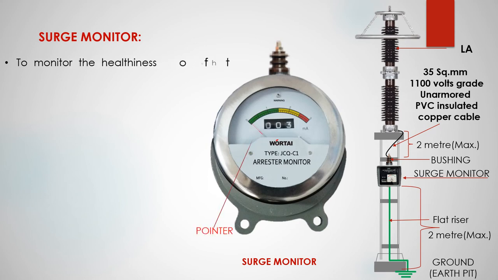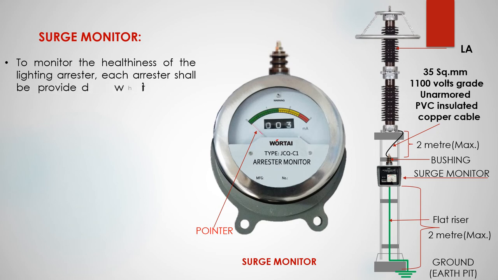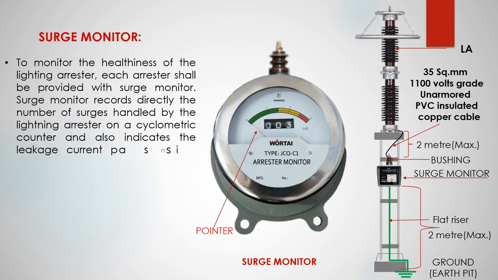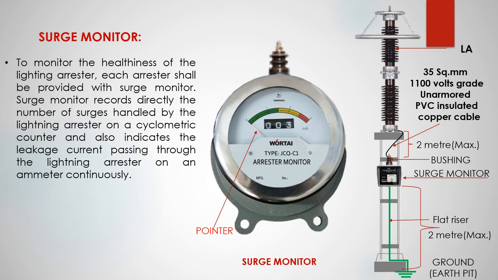To monitor the healthiness of the lightning arrester, each arrester shall be provided with a surge monitor. The monitor records directly the number of surges handled by the lightning arrester on a cyclometric counter and also indicates the leakage current passing through the LA on an ammeter by a pointer. The pointer position within the green zone indicates healthiness of the LA. When the indicator reaches either the yellow or red zone, the LA needs proper treatment or needs removal from service after due testing, etc.